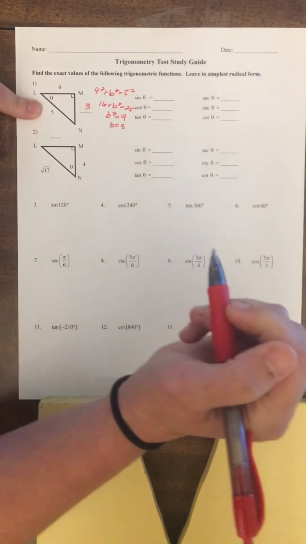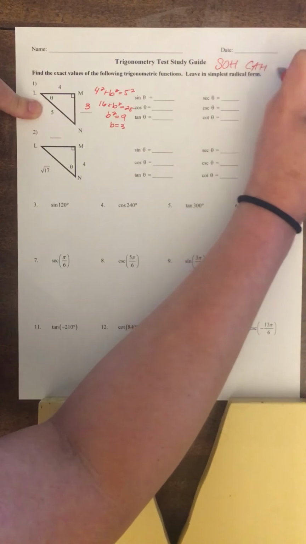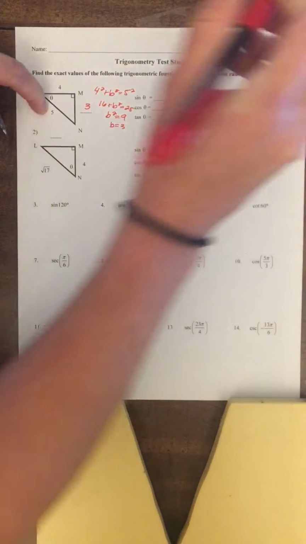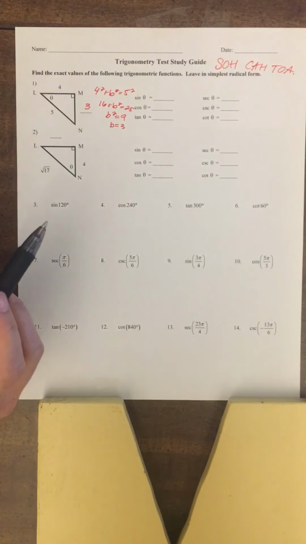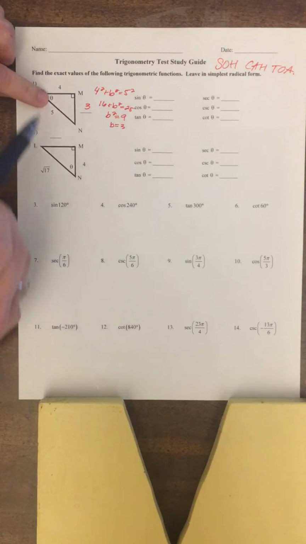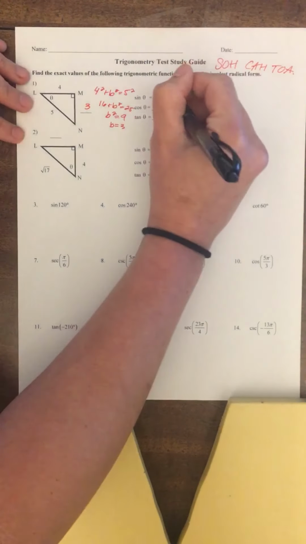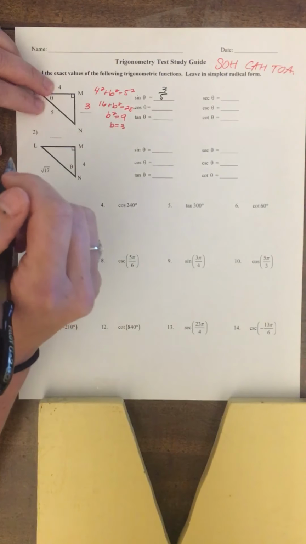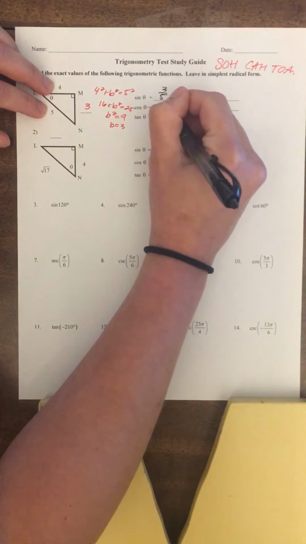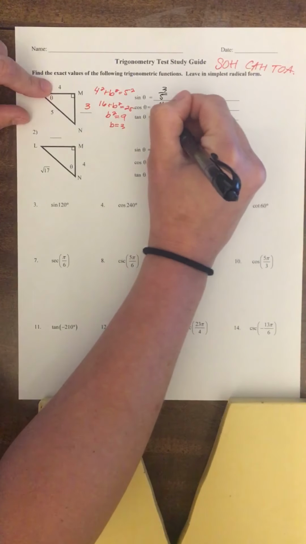Remember, SOHCAHTOA. So that means that sine is opposite over hypotenuse. Okay, so from theta, the opposite is 3. The hypotenuse is 5, so that's 3 over 5. Cosine is adjacent, which is 4, over hypotenuse, so that's 4 over 5, and tangent is opposite over adjacent, so that's 3 over 4.